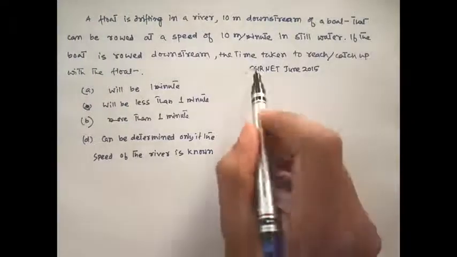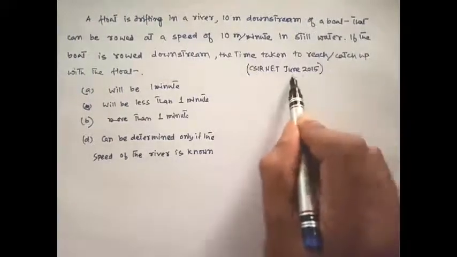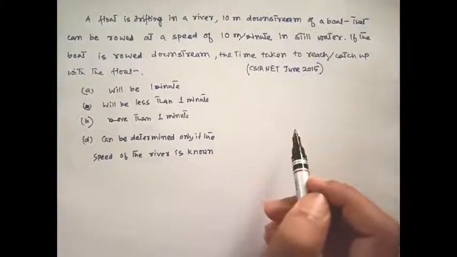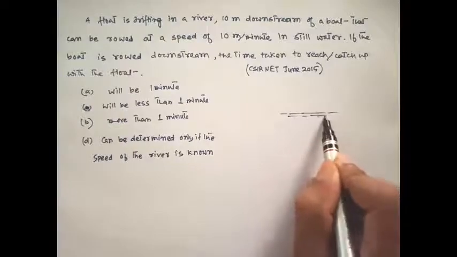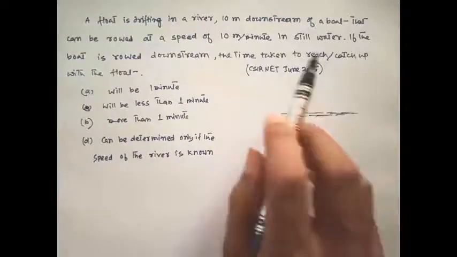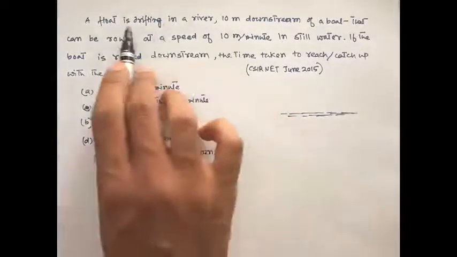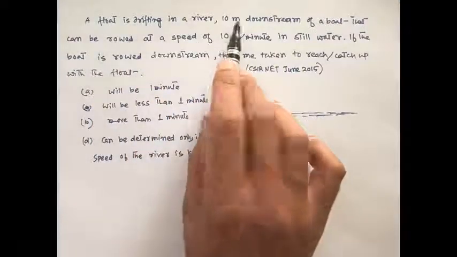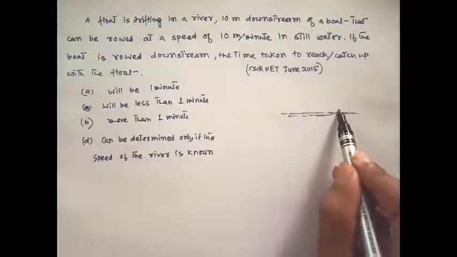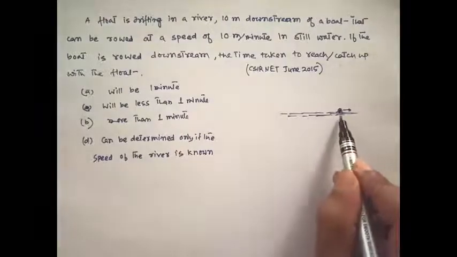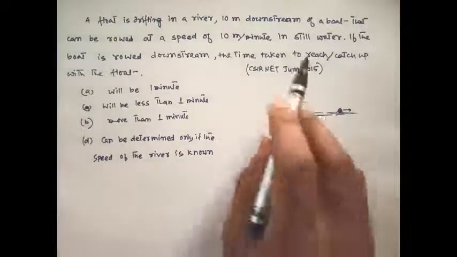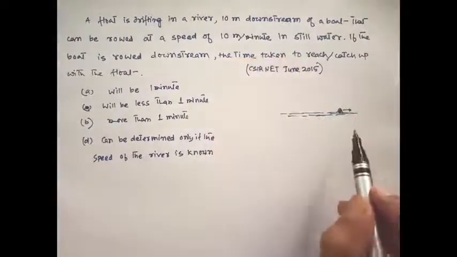So this question was asked in CSIR NET in June 2015. In this question it is given that a float is drifting in a river, downstream, 10 meter downstream of a boat.